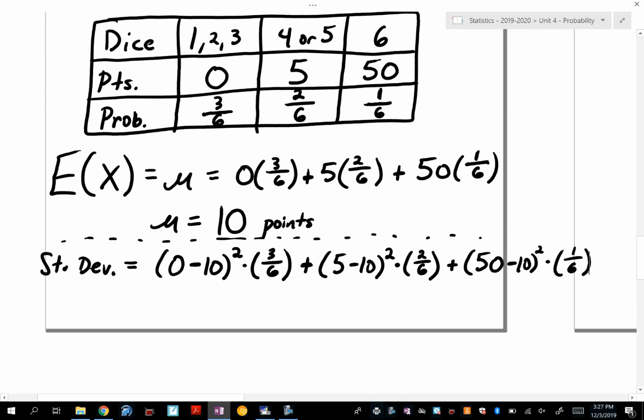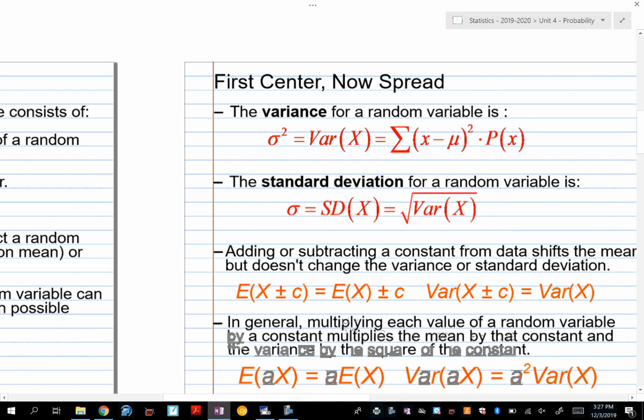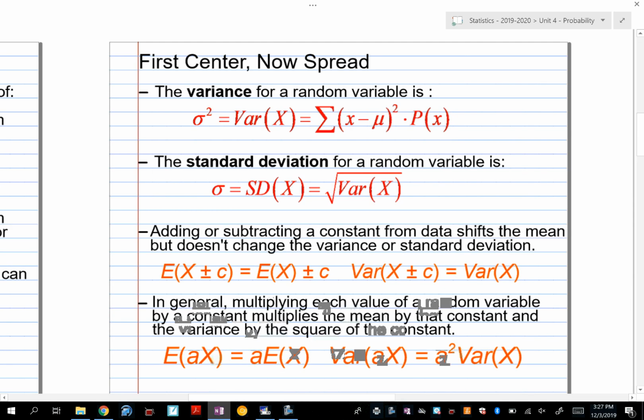How did I get 10? Are you like, why am I using 10? I'm using 10 because when you find the standard deviation, it's always the average distance of your values to the mean. So we want to know how far away, on average, our data values are from the average, from the expected value, the mean. So the formula up here uses these point values, the 0, 5, and 50, minus 10, our mu, squared times their probabilities of happening.